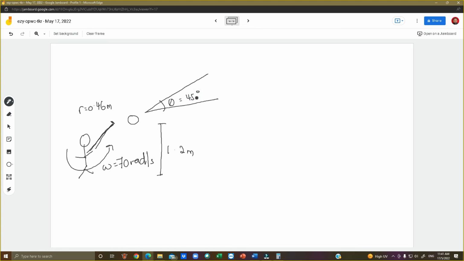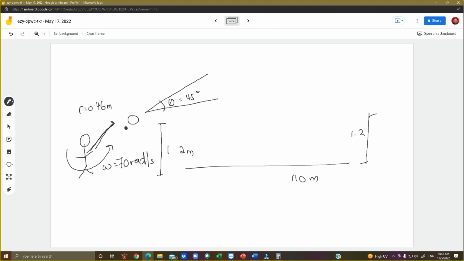Will the ball clear a 1.2 meter fence 110 meter away? Okay. Oh, faham? Boleh faham ke tak? Soalan dia dulu. Can you understand the question?